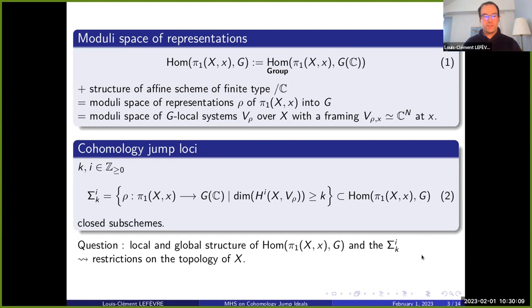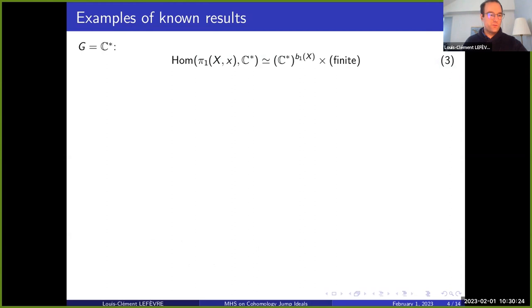But more precisely, the main thing we'll be interested in this talk is mainly the local structure. So for this, we don't take the full subschemes. But yes, here are some examples of results that are known about the structure of these loci.